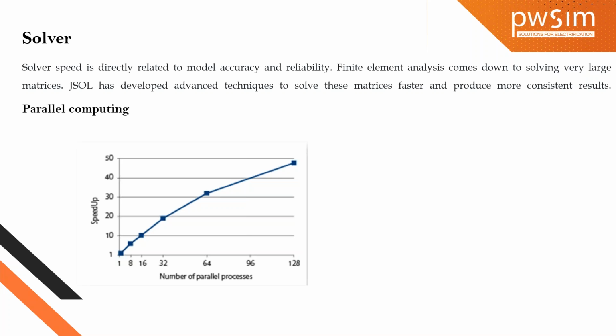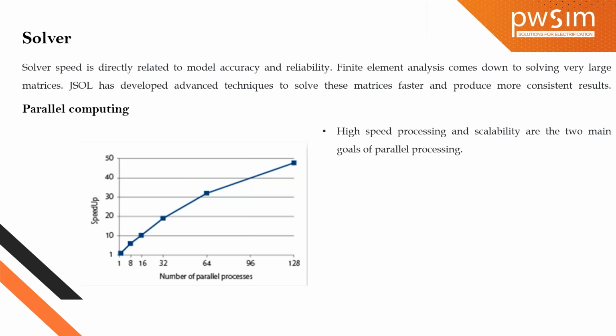solver. Basically, JMAG can support many cores. As of now, the graph has been shown for only 128 cores. For example, for 8 cores, the speed up will be around 5 times. For 16 cores, it will be 10 times. For 32 cores, it will be 20 times. Similarly, for 128 cores, it will be around 48 times speed up. This shows how JSOL developed advanced techniques to solve these matrices faster and produce more consistent and accurate results.